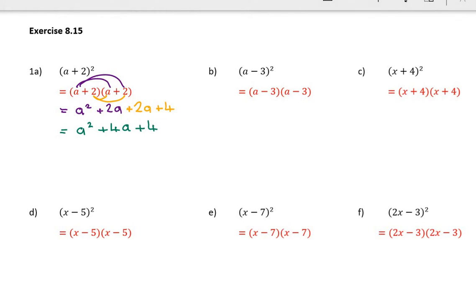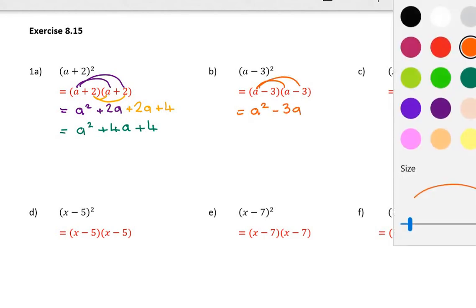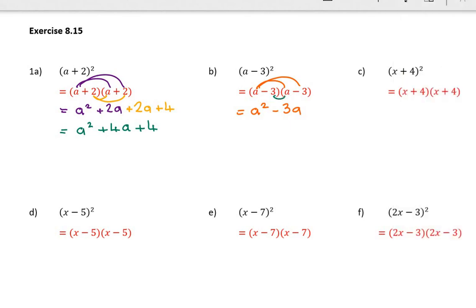Now, to be honest, if you can do one of these, you can do the rest because they're all the same thing. So a times a is a squared minus 3a minus 3a plus 9. And then finally my middle terms, so a squared minus 6a plus 9. And so we go on.